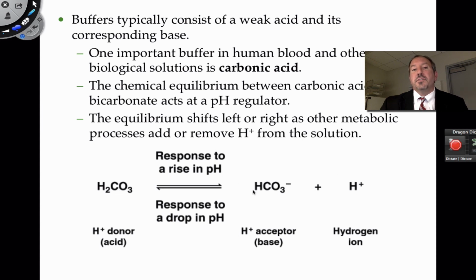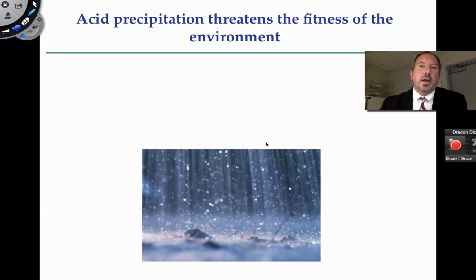If it becomes basic, this can donate hydrogen ions. And so it helps to maintain the pH, a buffer does. A buffer is a combination of a weak acid and base, and it helps to maintain pH so that it does not fluctuate too extremely. And so, again, I mentioned this, but I'm going to emphasize a little bit more.